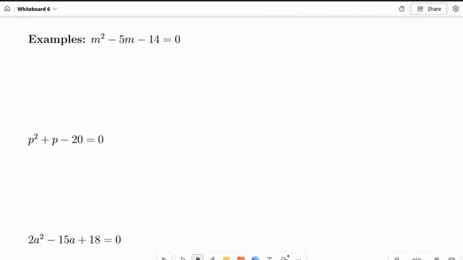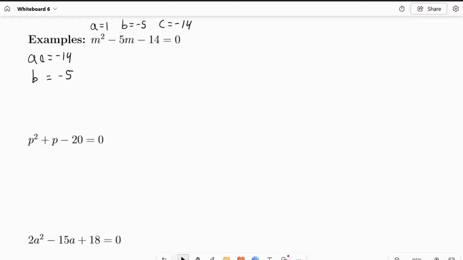All right, the first one here, we have m squared minus 5m minus 14 equals 0. So the first thing we should do is factor this. Since our leading coefficient is 1, we can go ahead and use the standard AC factoring method. Our A value is just 1, B would be negative 5, and C is negative 14. So we're looking for two values that multiply to negative 14 and add to negative 5.